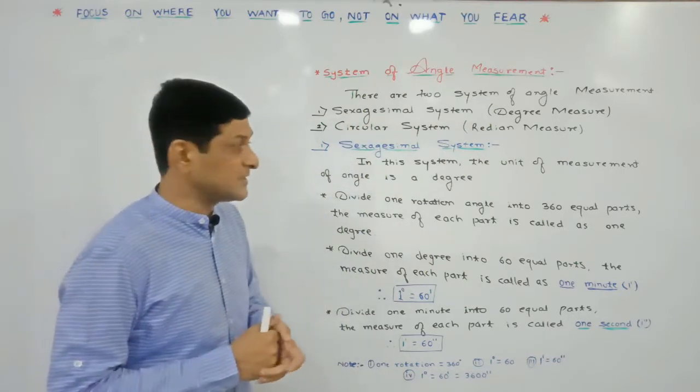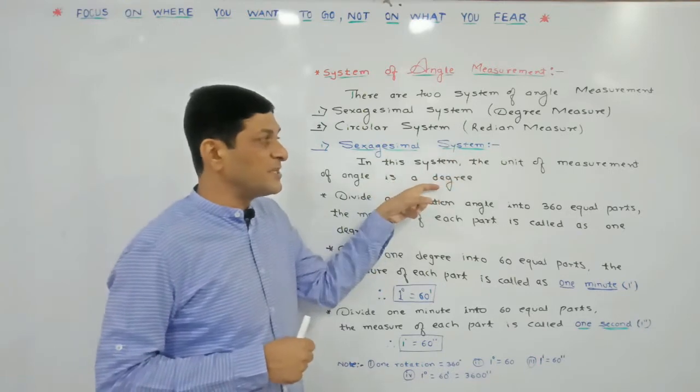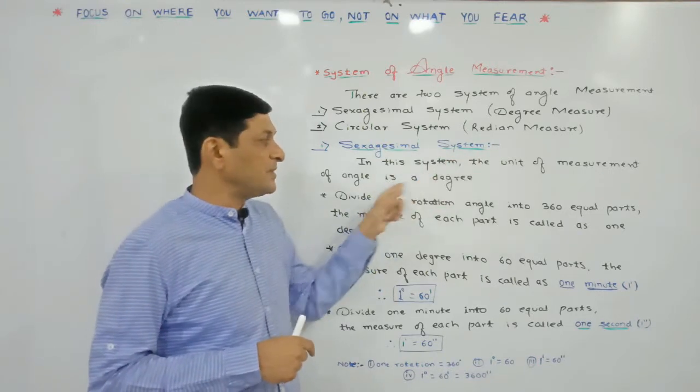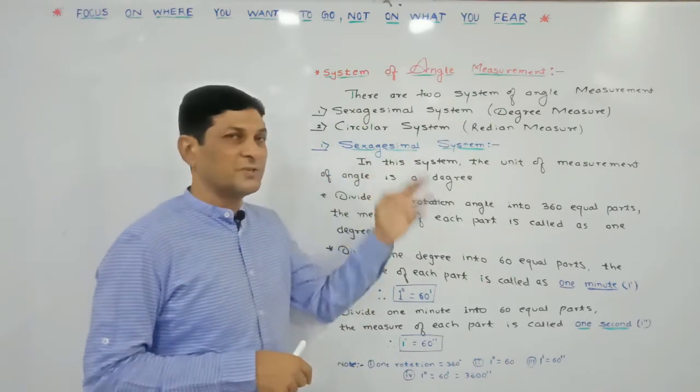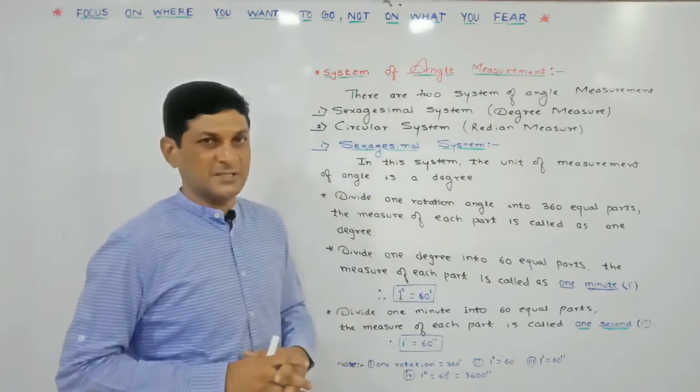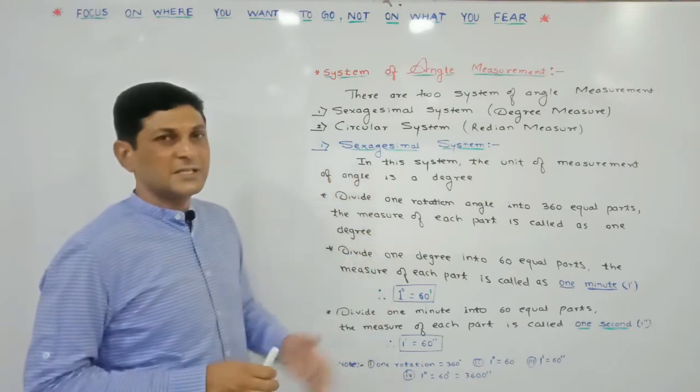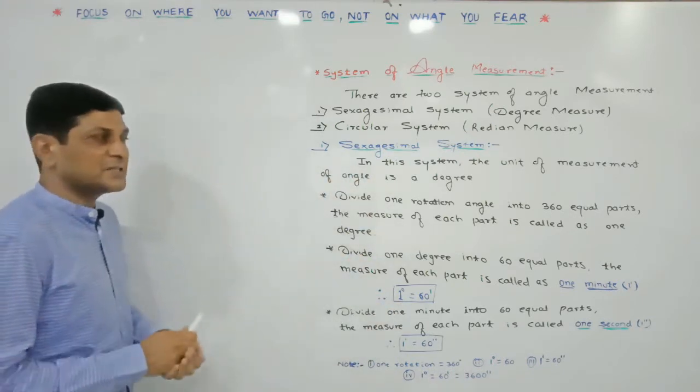First let us discuss the sexagesimal system. Already we have discussed that in this system angle is measured in degrees. Means the unit of measurement of angle is degrees. If you are measuring the angle in degrees, we are using the sexagesimal system. Now some important results are there. Let us discuss them.